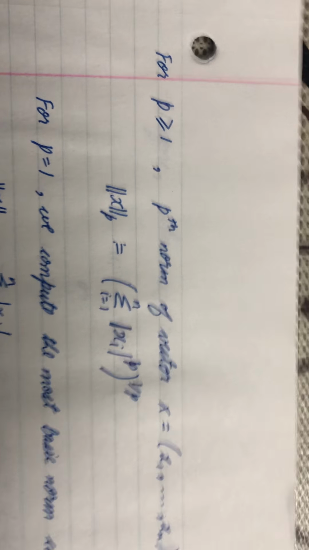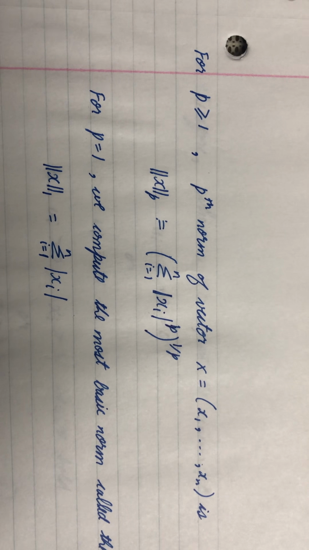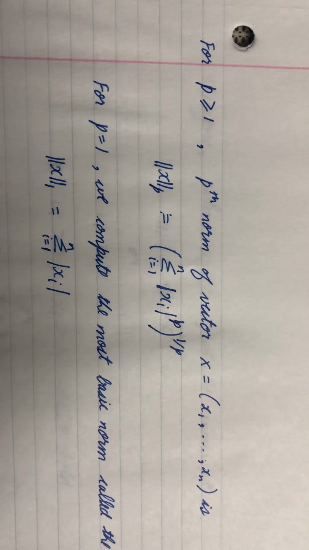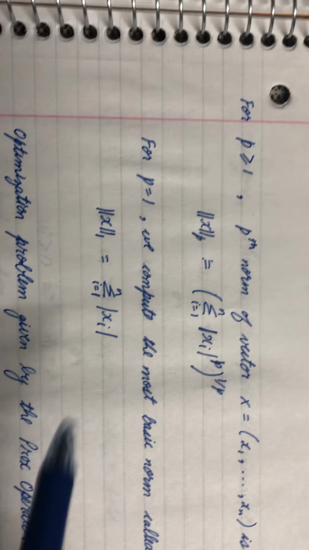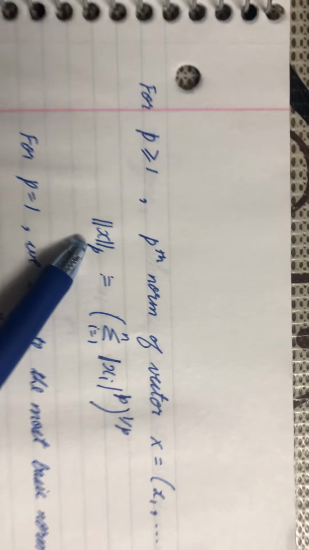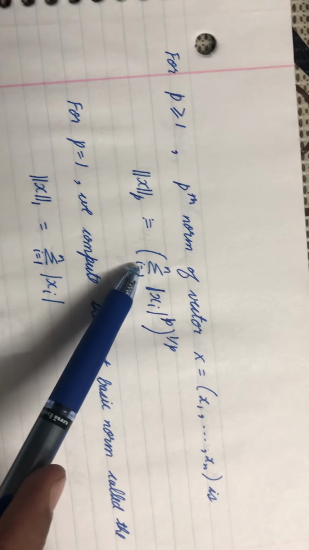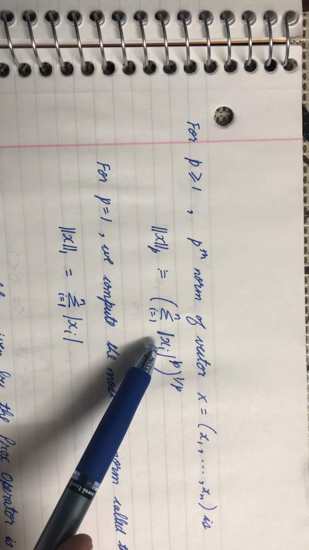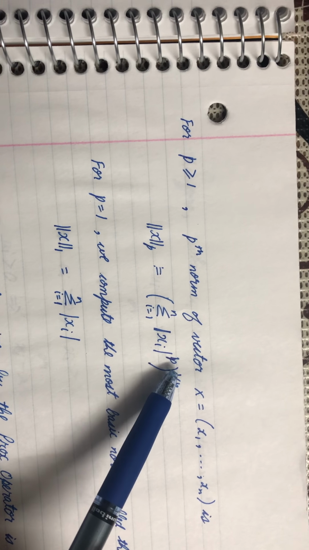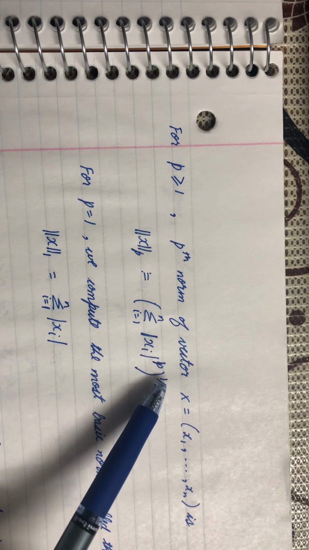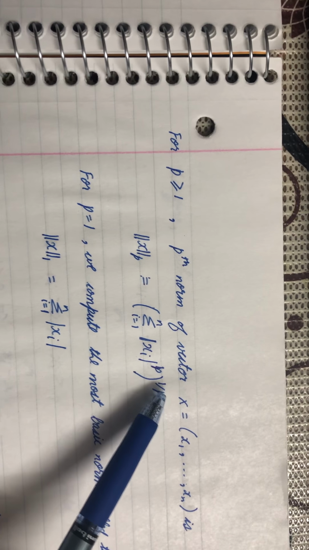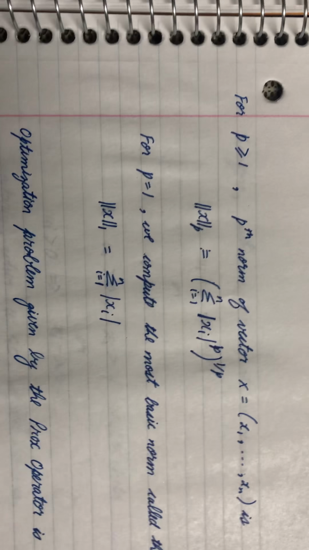Let's compute the pth norm. We can define the equation for p greater than or equal to 1. The pth norm of a vector x equal to x1, x2 till xn is the summation over xi raised to the power p, and then the pth root of the whole summation.